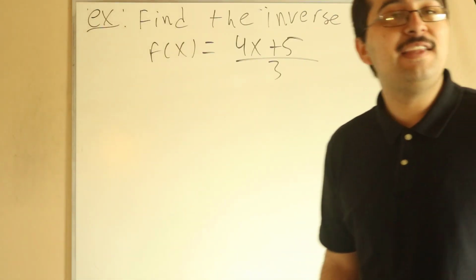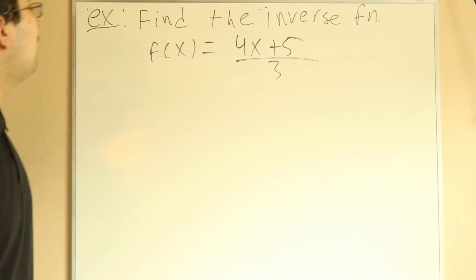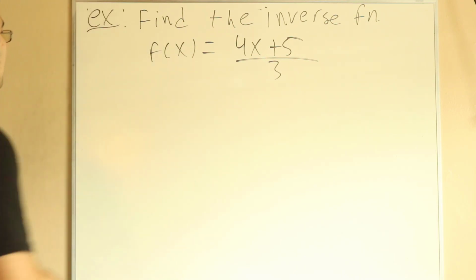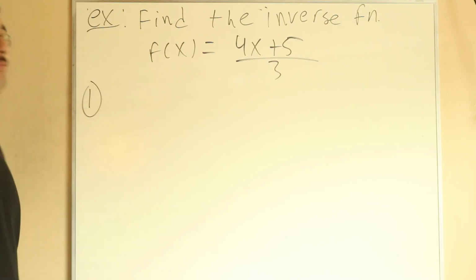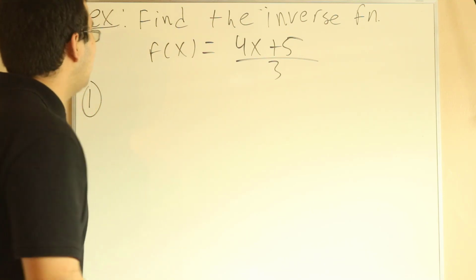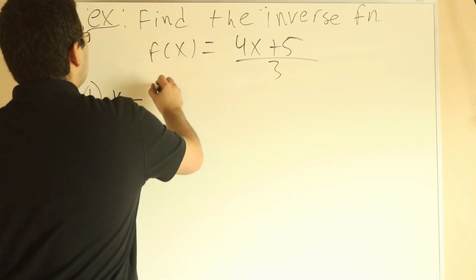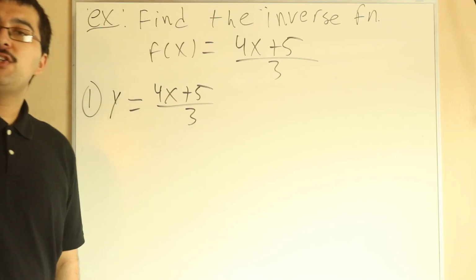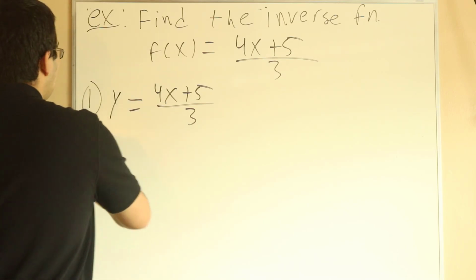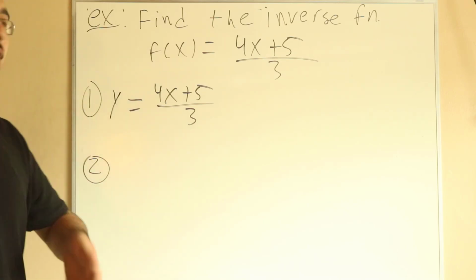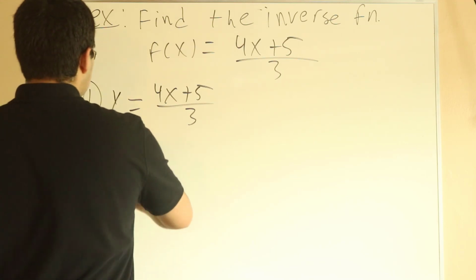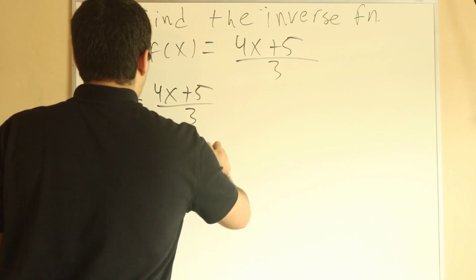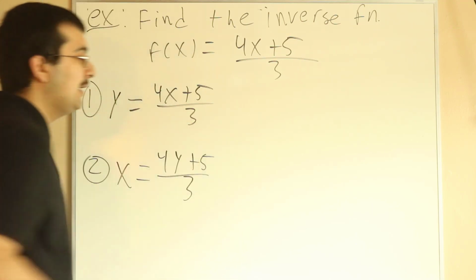Okay, so let's go ahead and find the inverse function for (4x + 5) divided by 3. Let's find the inverse. So, just walking through our steps, step number 1 tells us to replace that f of x with y. So we now have y equals (4x + 5) divided by 3. Okay? Step number 2, we want to swap all our x's and y's, right? So this y must become an x, and this x must become a y. So I get x equals (4y + 5) divided by 3.